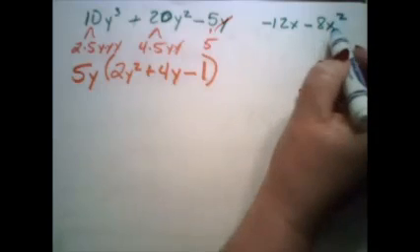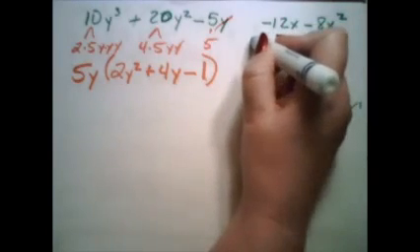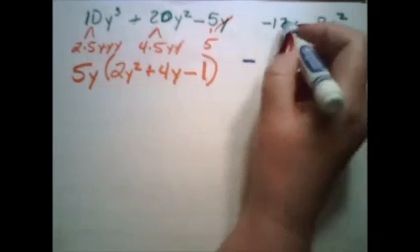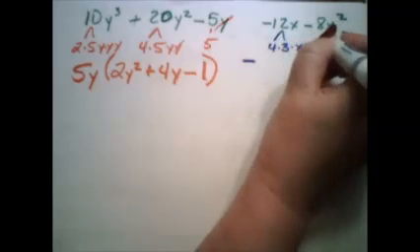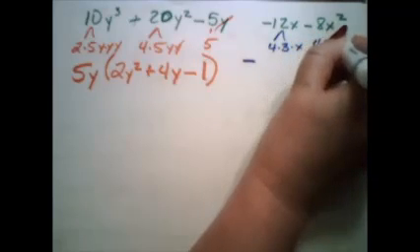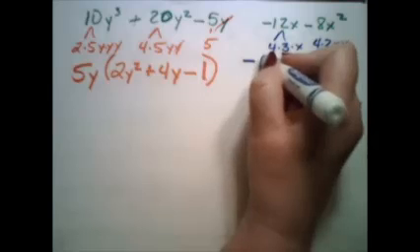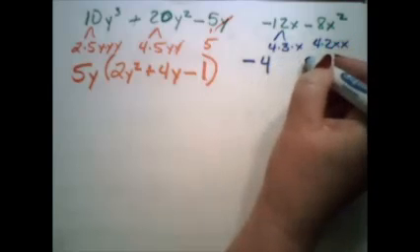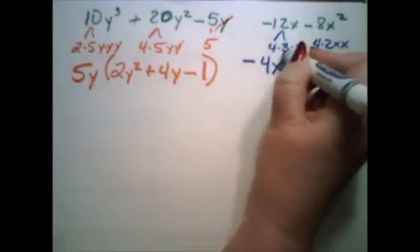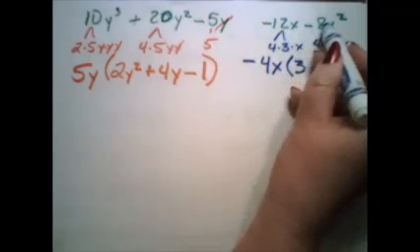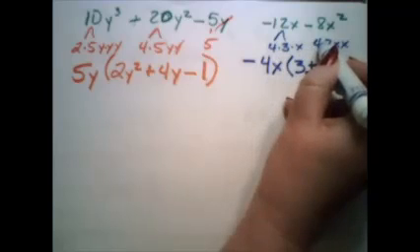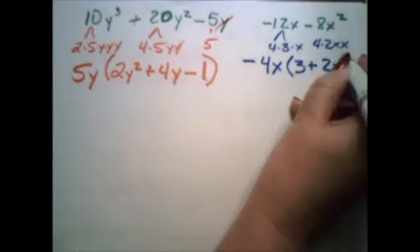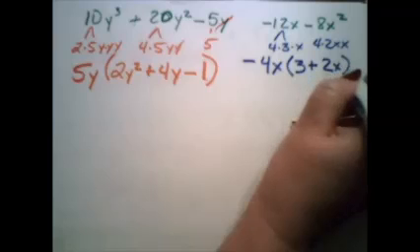Negative 12x minus 8x squared. Well, I know that I can pull a negative 1 out. And this is 4 times 3 times x, and this is 4 times 2 times x times x. I'm going to pull a 4 out and an x out, and that leaves me with 3 here. I took that negative 1 out, so now I've got a positive. Took a 4 out here. I have a 2 and one of my x's left. So this is fully factored.